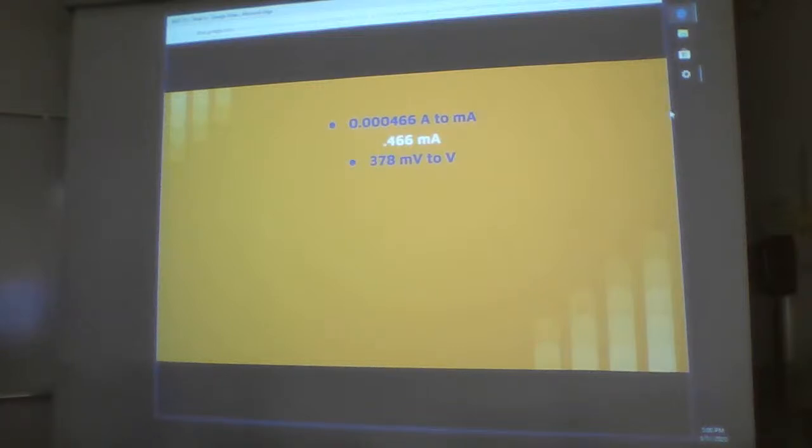How about 378 millivolts to volts? So what we're asking is, we have 378 millivolts. How much is that if we wanted it in volts? Well, milli is 1 over 1,000, right? So if we wanted to convert that to volts, we know that 1 millivolt equals 0.001 volts. We would move the decimal point 3 places to the left, which would give us 0.378 volts.